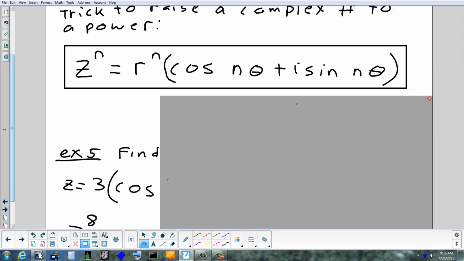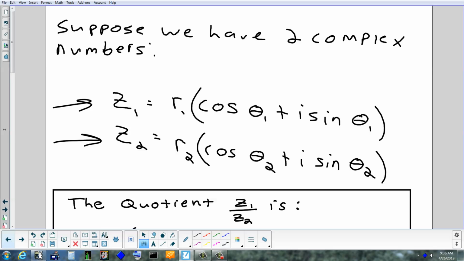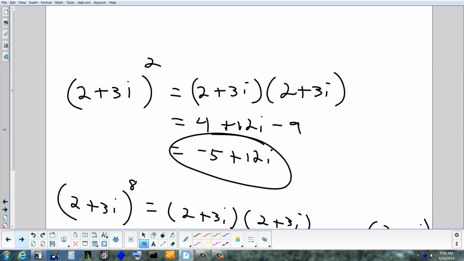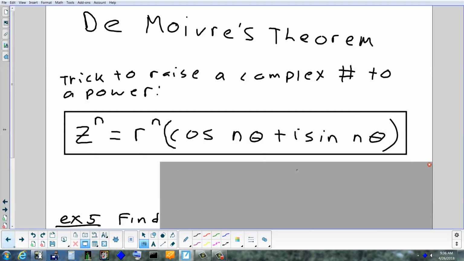Now, if you just asked me to square something, would I use this formula? Probably not, because I can FOIL something pretty quick. But if you ask me to raise something to even the 15th power, which isn't that big, but it's big enough, I would use this formula. Even if you gave me something like this, and you said raise this to the 15th power, I would take the time to convert that to polar and then use this theorem that I just showed you.